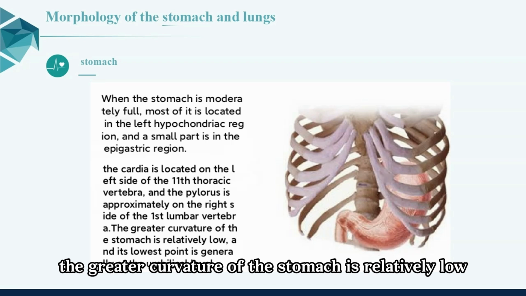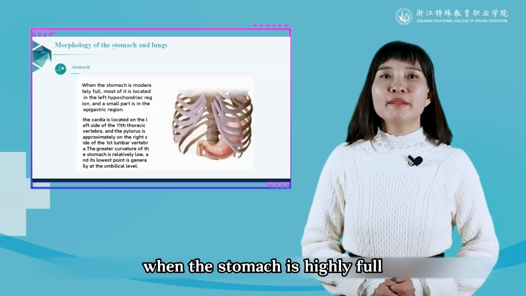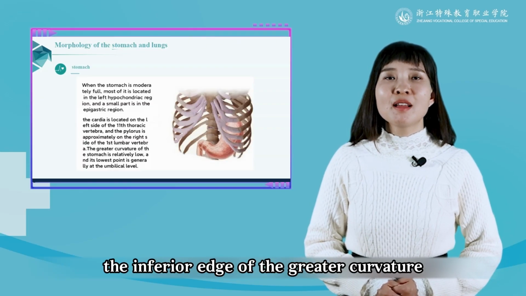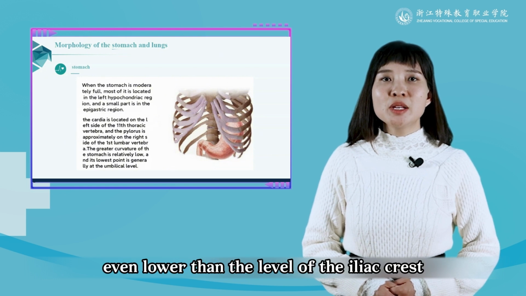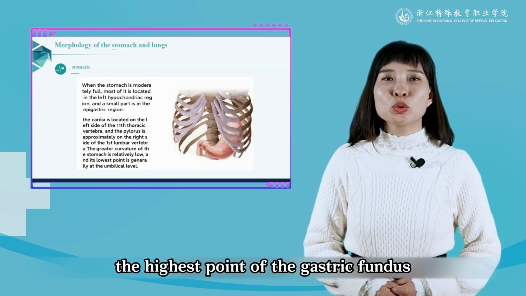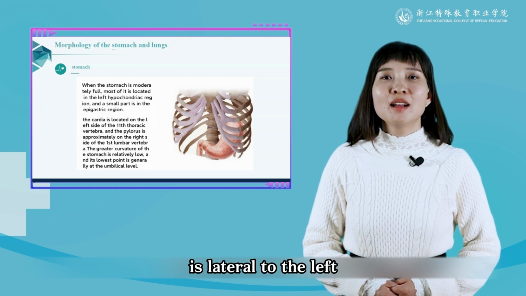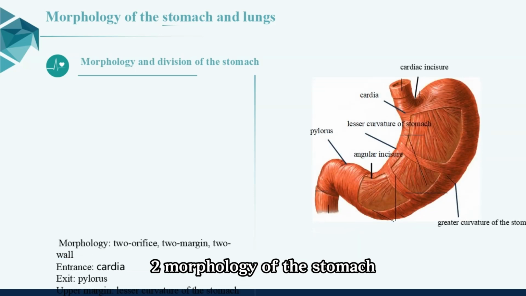The greater curvature of the stomach is relatively low, and its lowest point is generally at the umbilical level. When the stomach is highly full, the inferior edge of the greater curvature can reach below the umbilicus, even lower than the level of the iliac crest. The highest point of the gastric fundus is lateral to the left midclavicular line, reaching the level of the 6th intercostal space.